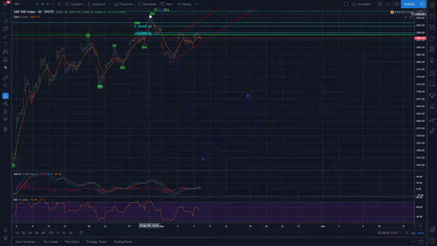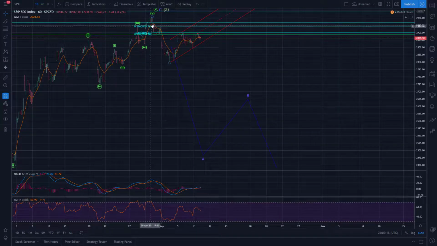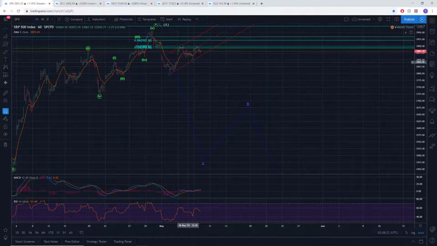So this could still be our initial 5 waves down, and this is our initial 3-wave corrective bounce, and then we're finally going to tank. That's certainly possible as long as we hold that 29.54 high on SPX.